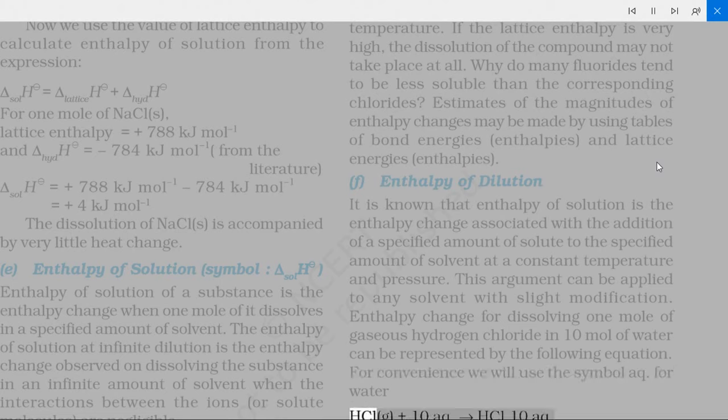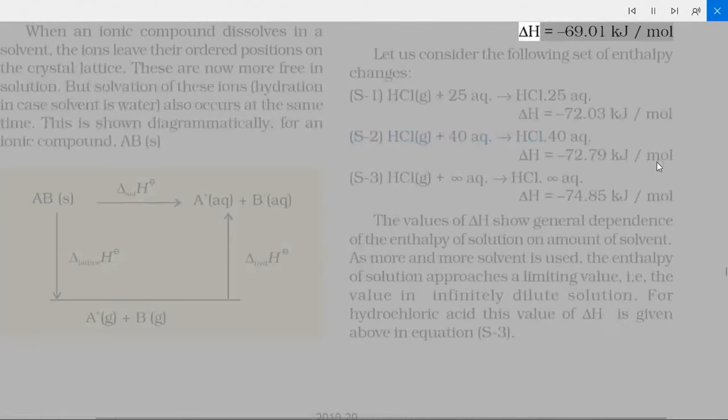For water: HCl(g) + 10 aq → HCl·10 aq, ΔH = −69.01 kJ/mol. Let us consider the following set of enthalpy changes. S-1: HCl(g) + 25 aq → HCl·25 aq, ΔH = −72.03 kJ/mol. S-2: HCl(g) + 40 aq.